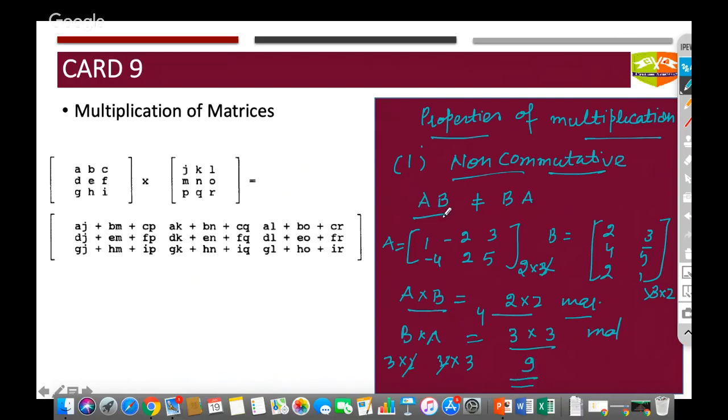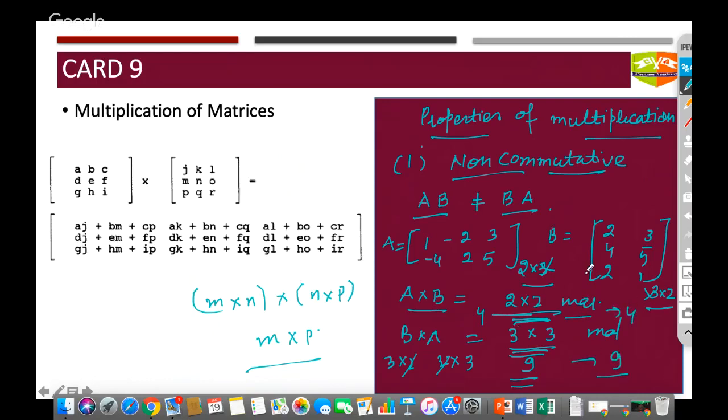So you can see that for A into B and B into A, you don't need to multiply and check; just by taking the order of the matrix, I have told you that m into n multiplied by n into p gives an m into p resultant matrix. If I multiply 2 into 3 by 3 into 2, the 3 gets vanished, so you get a 2 into 2 matrix, and here you get a 3 into 3 matrix, 4 elements here, 9 elements here. So you cannot actually get the same matrix. So it is non-commutative in nature, and this is one of the most important properties of multiplication of matrices.